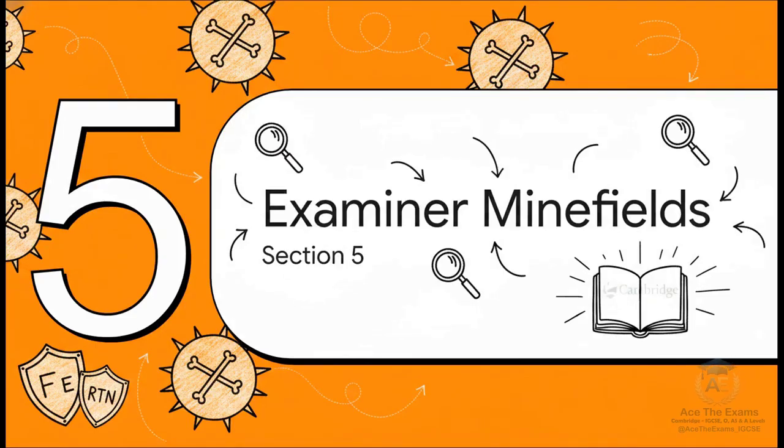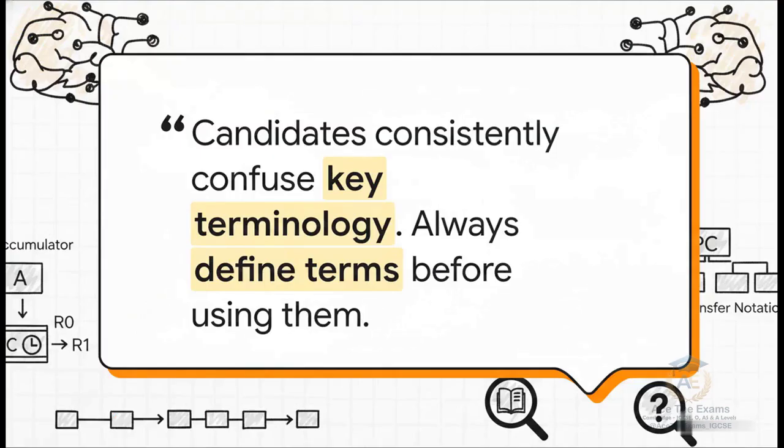Initiating our final phase, Phase 5, navigating examiner minefields. Look at this red alert straight from the Cambridge examiners. Quote, candidates consistently confuse key terminology. This is where Operative Sam usually fails. It is a catastrophic, yet entirely avoidable mistake. The rule here is absolutely non-negotiable.